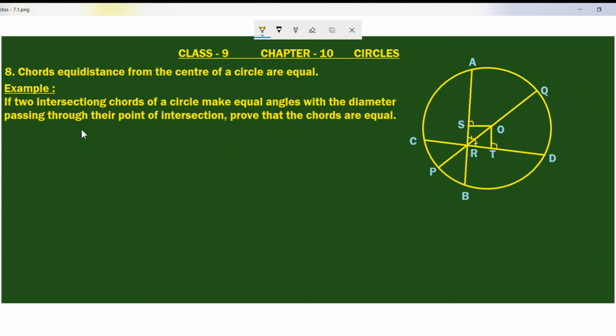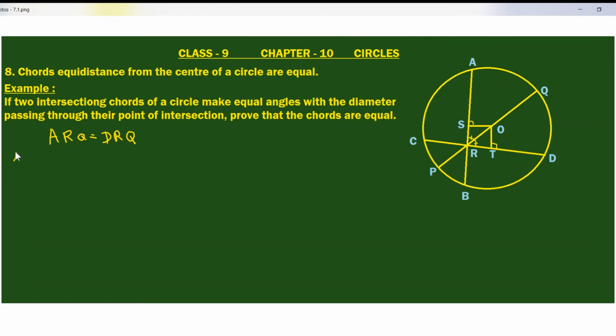Here in the question they have given ARQ is equivalent to DRQ. So angle ARQ is equivalent to DRQ. They have given that in the question. Now we need to prove OS is equivalent to OT. To prove that, I am going to take this triangle OSR and OTR. First I will take OSR.